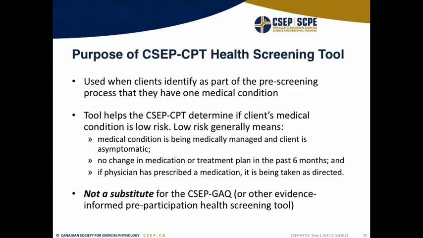So again, when we talk about a lower risk medical condition, we generally mean that the condition is being medically managed. So the client is going to regular visits with the physician and following the recommendations made by the physician. The client is asymptomatic, they haven't had a change in their medication or treatment plan in the last 6 months, and if a medication has been prescribed, then it's being taken as directed. And so the questions you'll see in the CSEP CPT Health Screening Tool help to identify those clients who are at lower versus higher risk. I just want to reiterate that this is not a substitute for the CSEP Get Active questionnaire or whichever evidence-informed pre-participation health screening tool that you use.